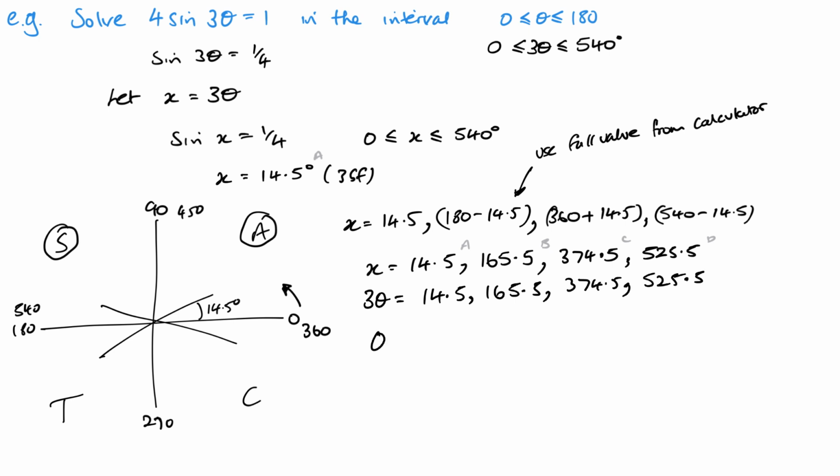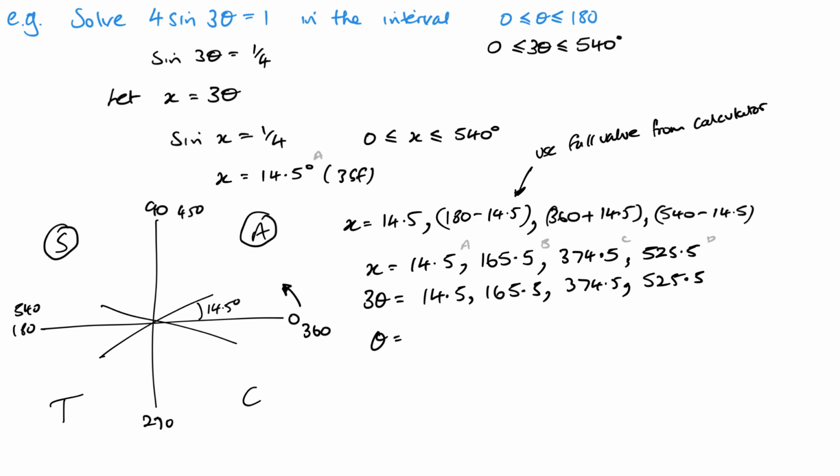And obviously we want theta, so now we need to divide each answer by 3. And this is a good reason why, maybe not so much in this case, but for example, if I was dividing this by 2, I'd get 7.25, which would round up to 7.3. But this is actually 14.47 something, which when you divide by 2 would actually round to 7.2. So it's important to use your full values in your calculator.